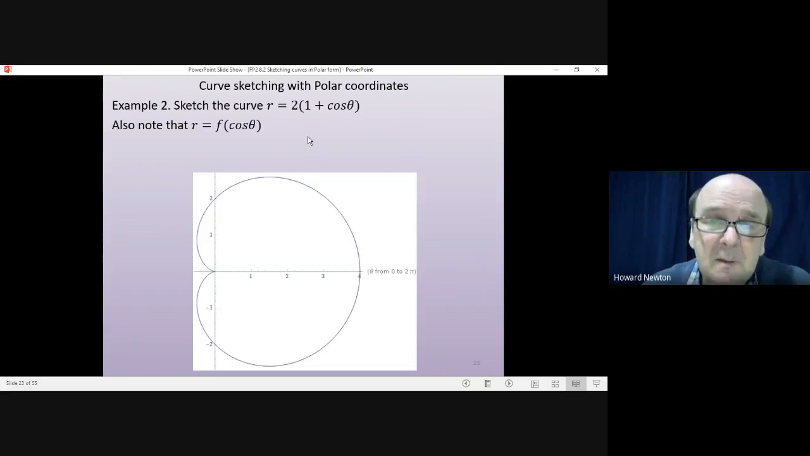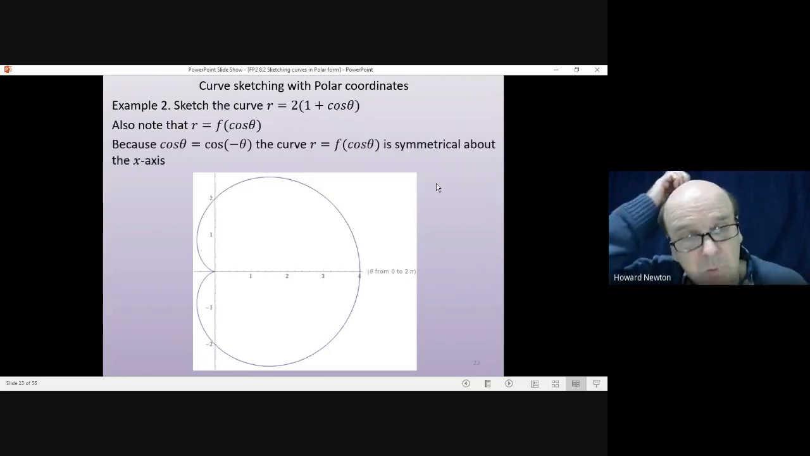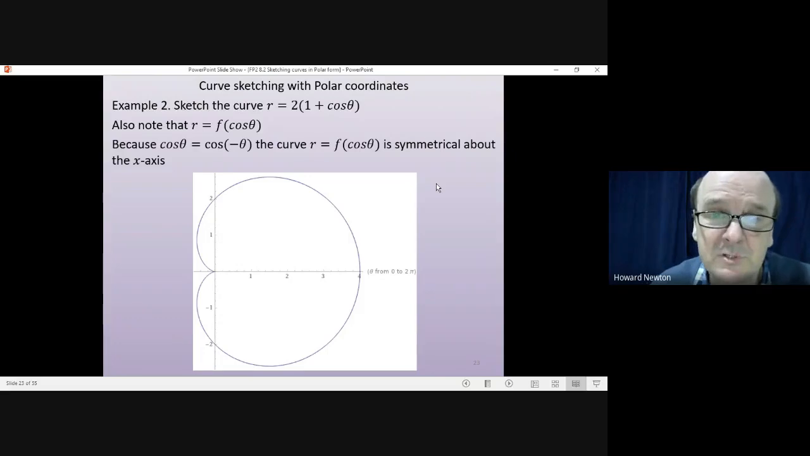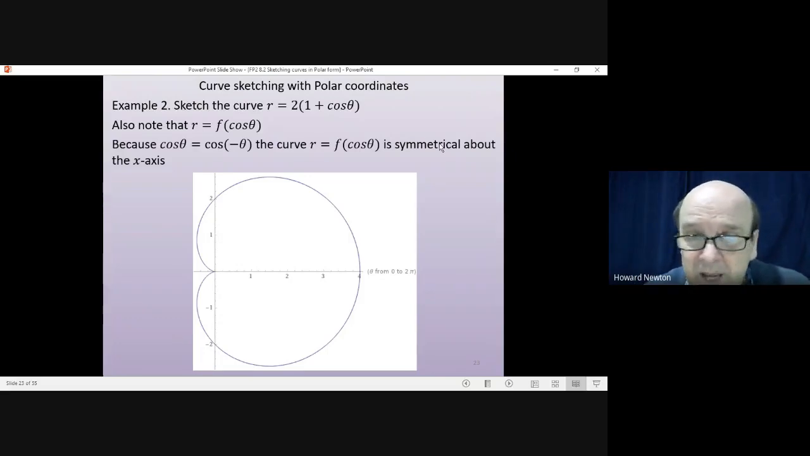It's worth noting that the function is of cos theta alone. So we've got r equals f of cos theta. The significance of that is that because cos theta equals cos minus theta, the curve r equals any function of cos theta will always be symmetrical about the x-axis. So you'll notice that the top is a reflection of the bottom here, and vice versa.